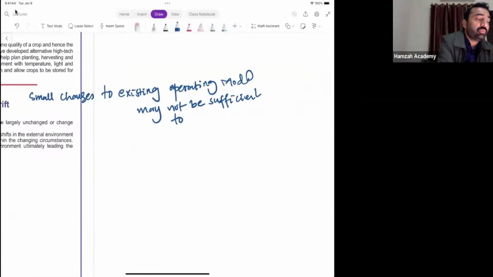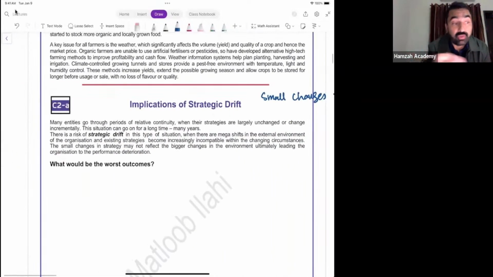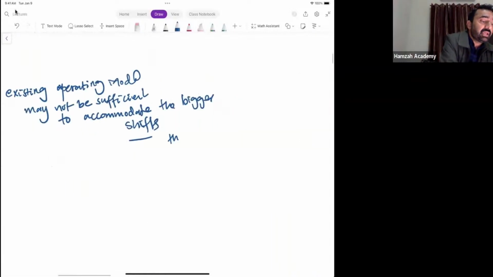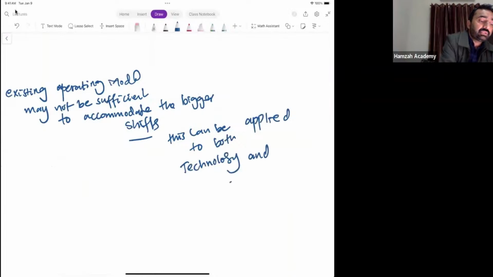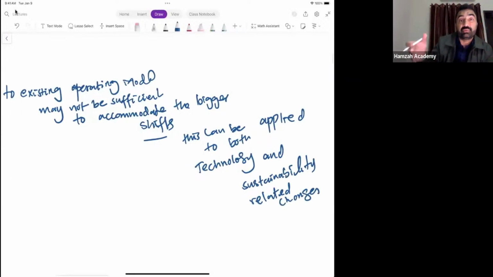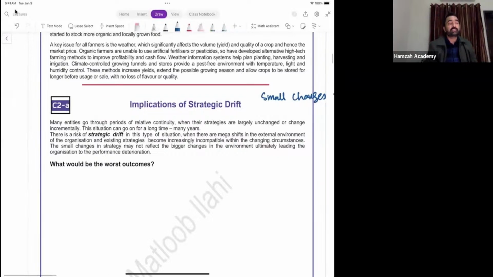The business might drift away. This can be applied to both technology and sustainability related changes. Okay. So if a business is making small changes in sustainability, for example, not significant, but just little improvements in terms of energy efficiency or waste efficiency or product efficiency, these might not be sufficient. Okay, so there is a strategic drift risk.